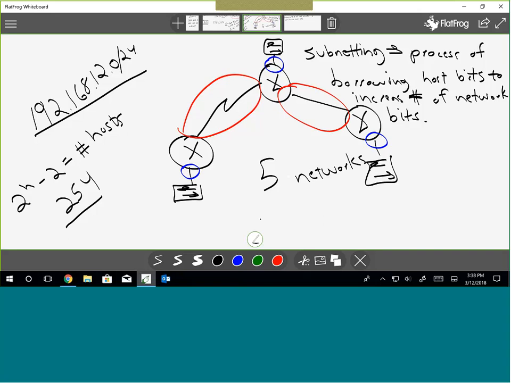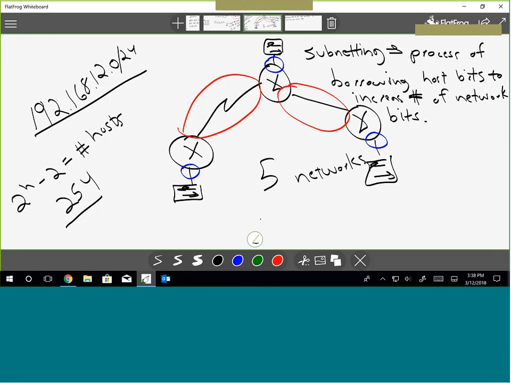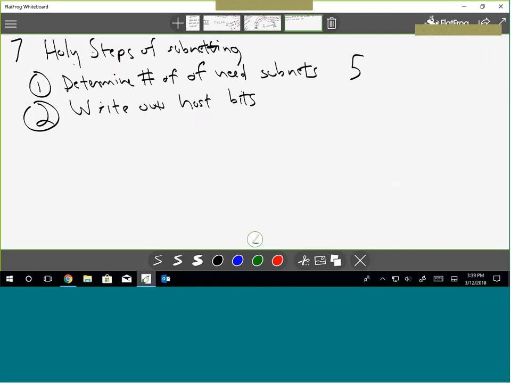How many host bits do we have right here in this particular network? 254. You have 254 hosts, but how many bits do you have? Oh, bits. You only have 8 bits. 8 bits. Okay, so let's write out the host bits. All right. Then, step 3.